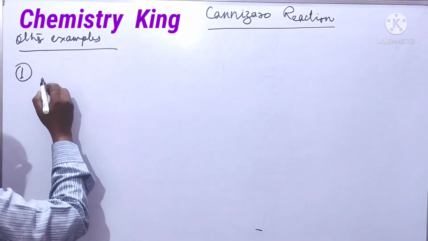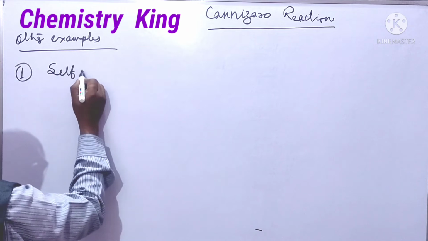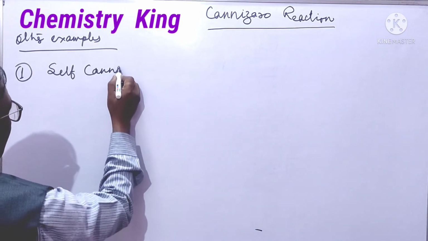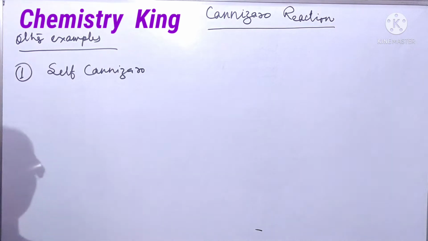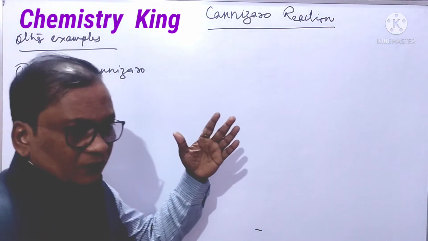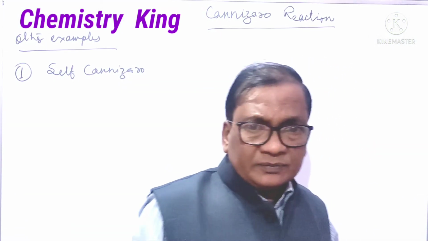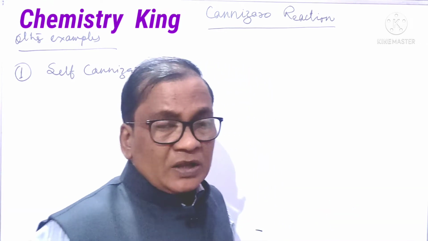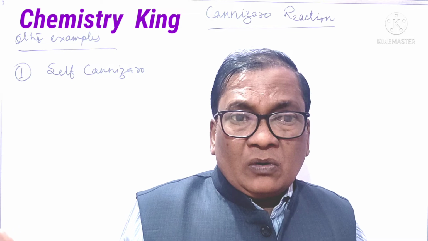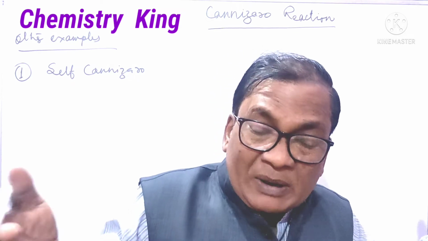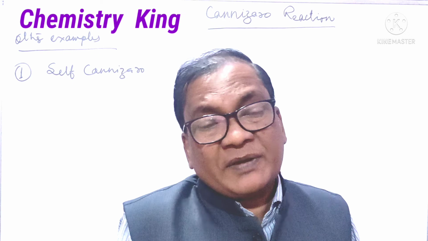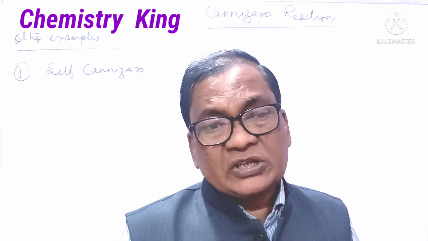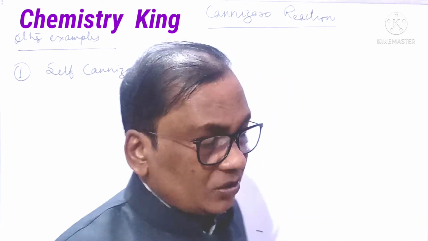Number 1, self-Cannizaro. Friends, we had seen just now Cannizaro reaction with example of formaldehyde. That was also self. If two aldehyde molecules, same aldehyde molecules, give Cannizaro reaction, it is called self-Cannizaro.